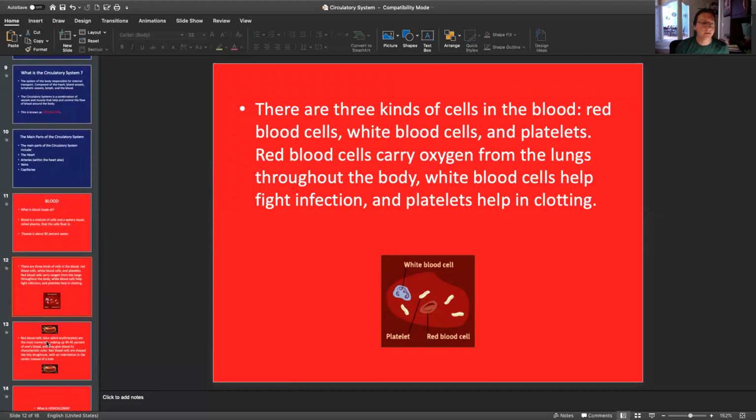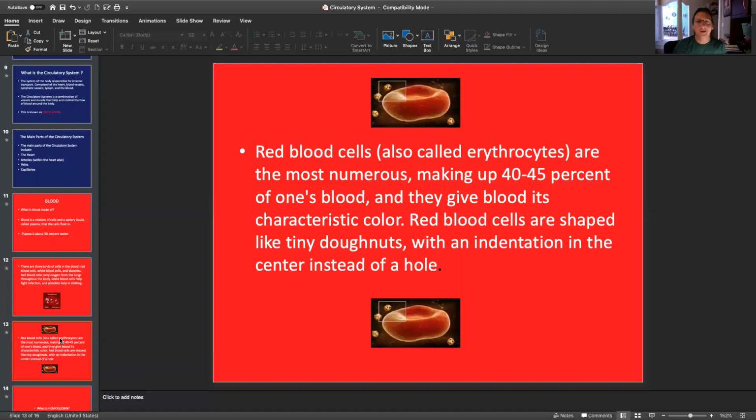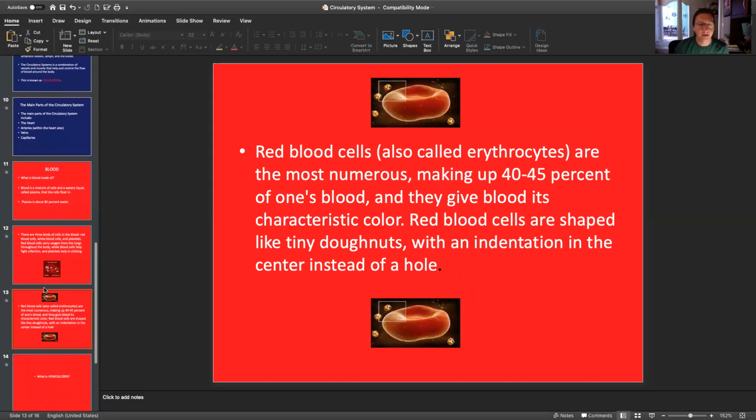Get that? Platelets play. Okay, sorry. All right, so red blood cells are the most numerous, as I said, 40 to 45% of your blood, and they give it its color, right? Red blood cells are shaped like tiny donuts. I put a couple examples up there, or really that's my phone. Put an example there twice, but you can see that shape, an indentation there in the center. And so those red blood cells obviously give our blood its color.